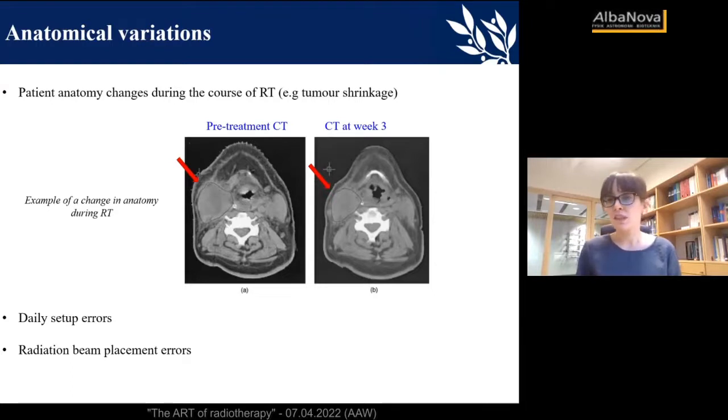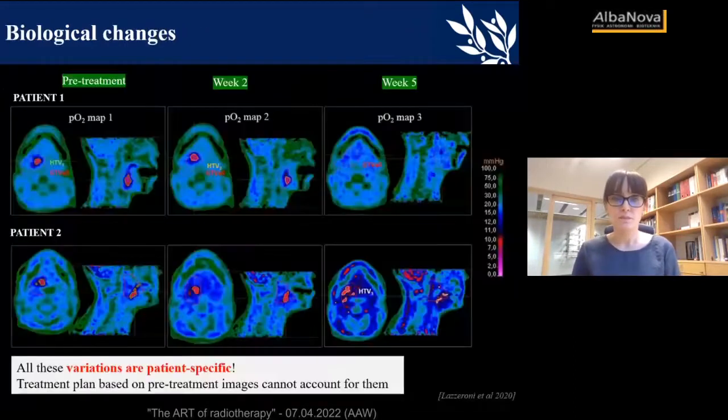There are also not only anatomical changes, but also daily setup errors when the patient is positioned in a radiation therapy couch. So there are setup errors which should be corrected for, and also there are beam placement errors in general. There are also, however, biological changes that happen during the treatment. And here you see some examples of these biological changes that we can retrieve by looking at, again, functional imaging by the use of PET.